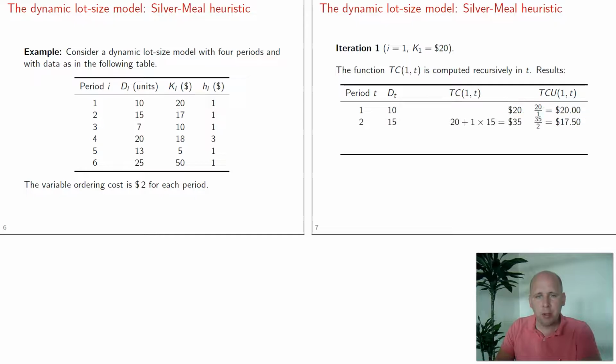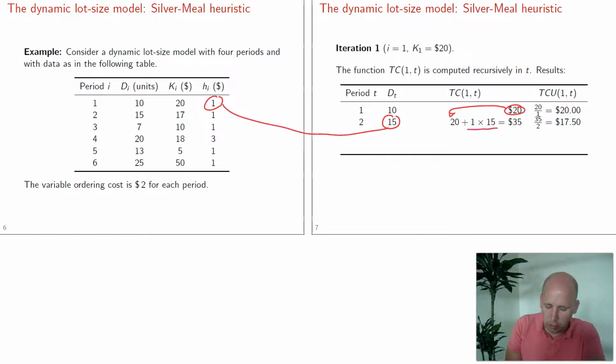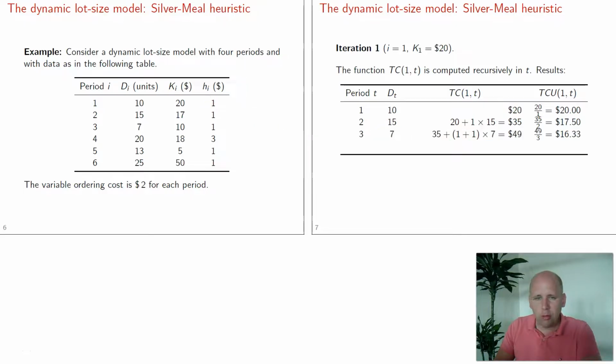If we add period 2 to that, then in period 2 we have a demand of 15. So then you see that you get this 20 again, and then you add the holding costs for those additional 15 products. Those need to be stored at the end of period 1 at a cost of 1. So you have 1 times 15, and that's what you add over here. Then we get 35, and then the cost is going down to 17.5.